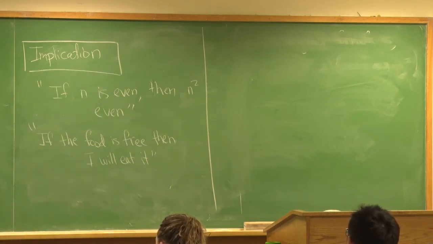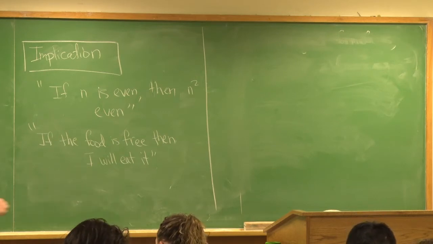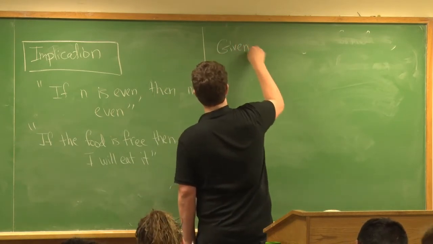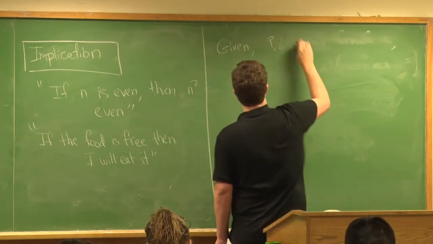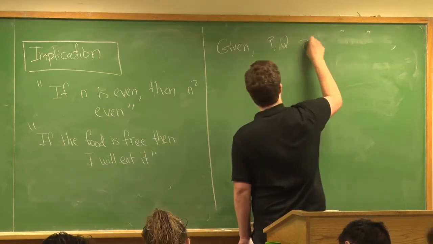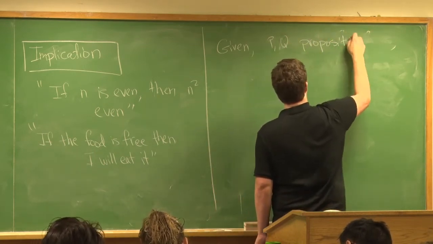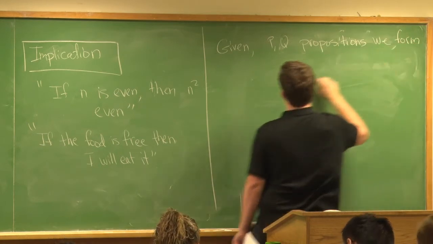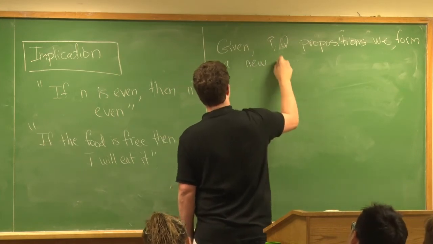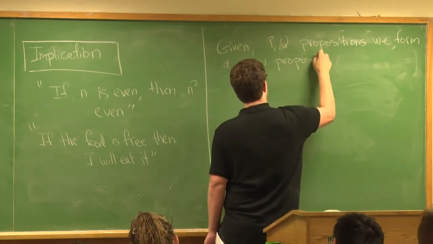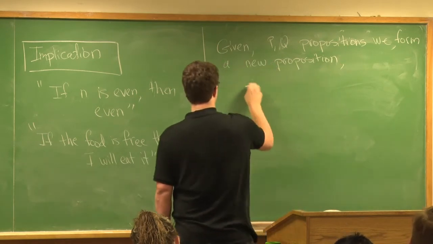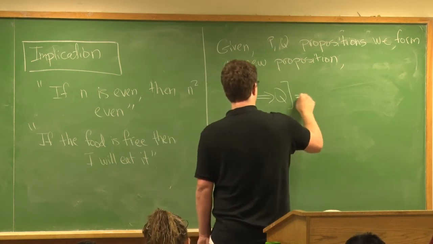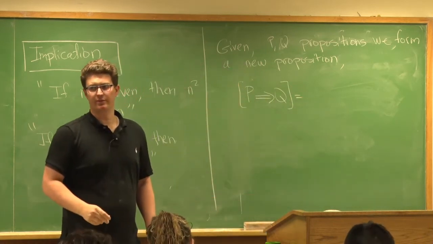Okay, and so there's a symbol for that. So given P and Q propositions, in general, we form a new proposition. And the symbol for that is like so. P implies Q. Okay? And so there's a bunch of different English words we use for this.